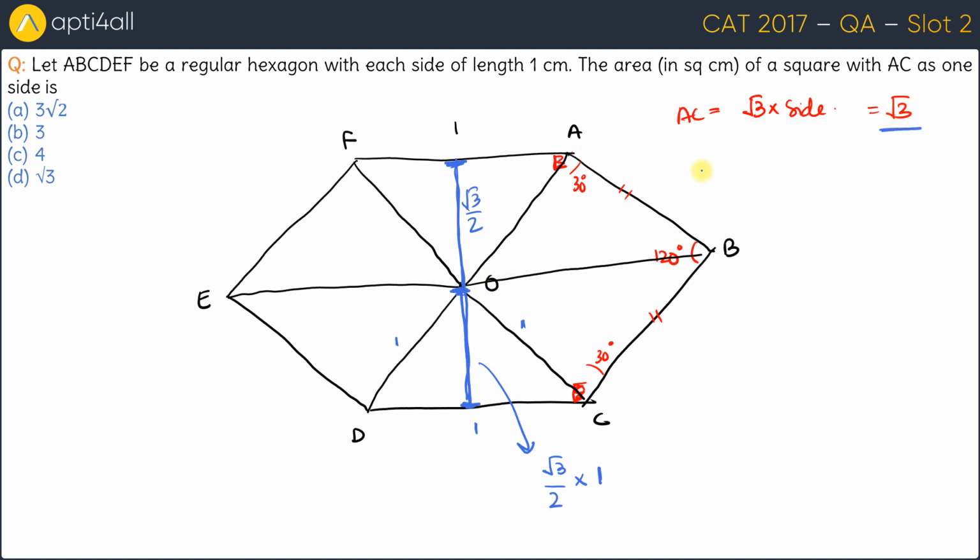So if the length of AC is √3, the square of AC will be √3 squared, which is 3, and this will be the area of the square. If you draw a square with side AC as one of its sides, and the other vertices are, let's say, H and I, then one side is √3 and the other side will also be √3, right? So √3 into √3, the area of the square is 3, which is option B. Thank you.